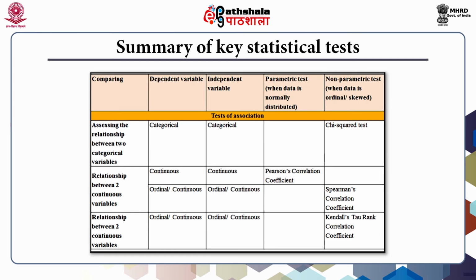This is a continuation of the previous slide and further gives summary of the statistical tests we have studied. This slide summarizes the various tests of association like the Pearson's correlation coefficient, chi-squared test, Spearman's correlation coefficient and Kendall's tau rank correlation coefficient.